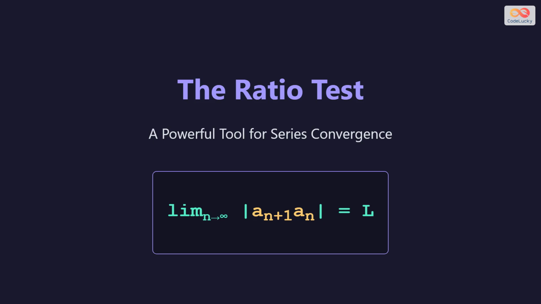Welcome! In this video, we're going to explore the ratio test, which is a fantastic method for determining if an infinite series converges or not. We'll be focusing on the formula involving the limit of the absolute value of a sub n plus 1 over a sub n, and what it means when that limit is less than 1.